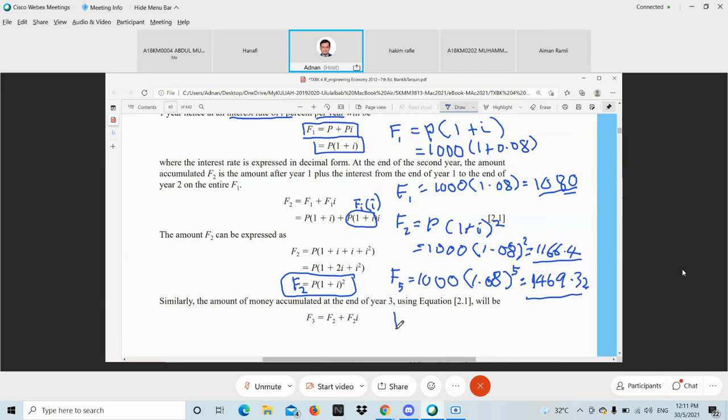So this formula can be simplified. Sorry, if I generalize this formula, I will make it P, the principal, times (1 + I) to the power of N. These are the formulas that you should understand: Fn equals P(1 + I)^N.